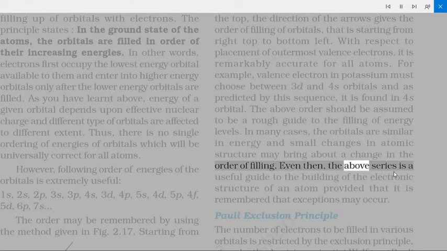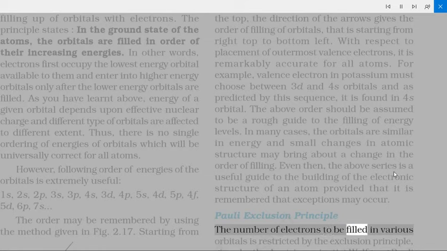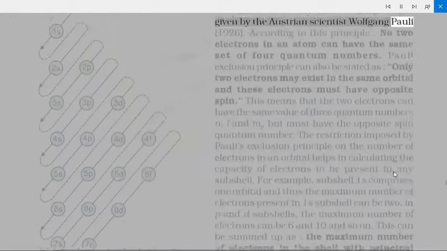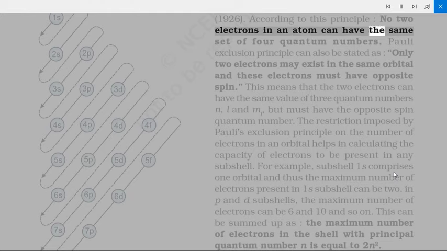Even then, the above series is a useful guide to the building of the electronic structure of an atom, provided that it is remembered that exceptions may occur. Pauli exclusion principle. The number of electrons to be filled in various orbitals is restricted by the exclusion principle, given by the Austrian scientist Wolfgang Pauli, 1926. According to this principle, no two electrons in an atom can have the same set of four quantum numbers.